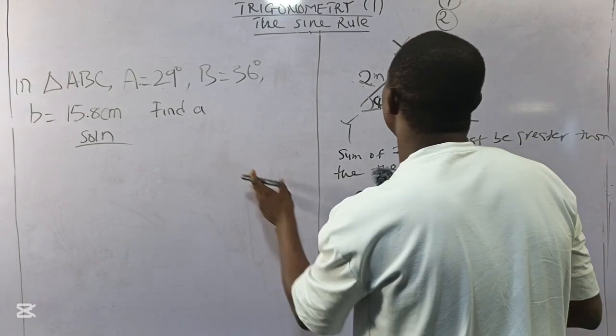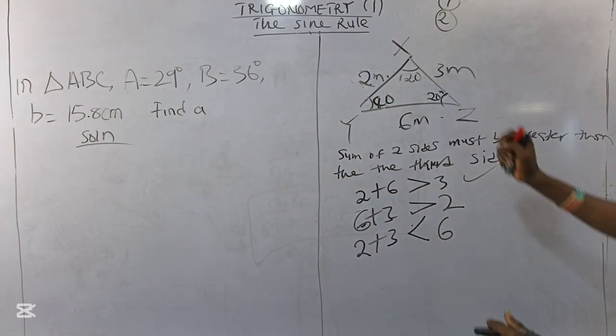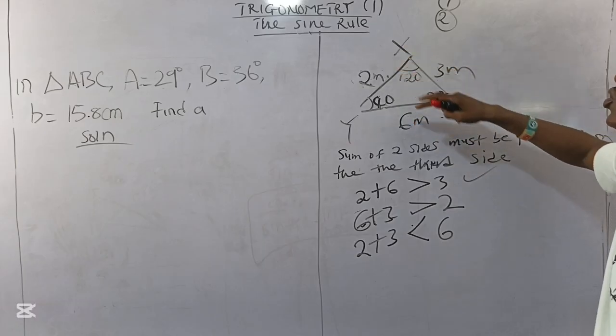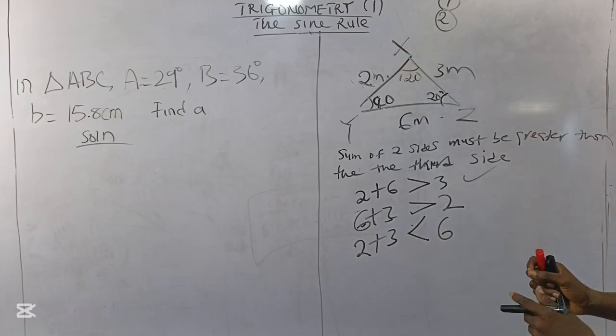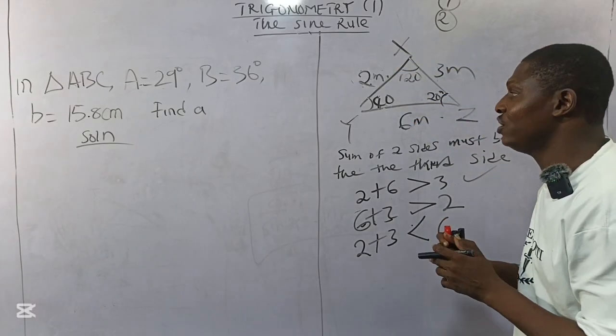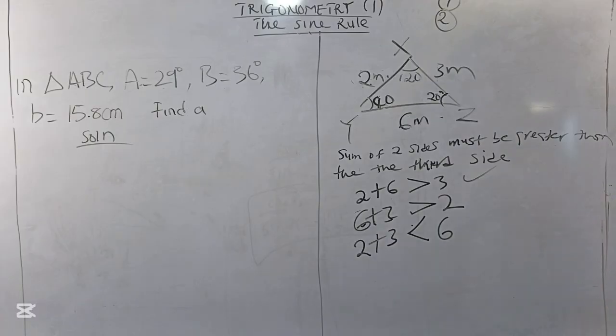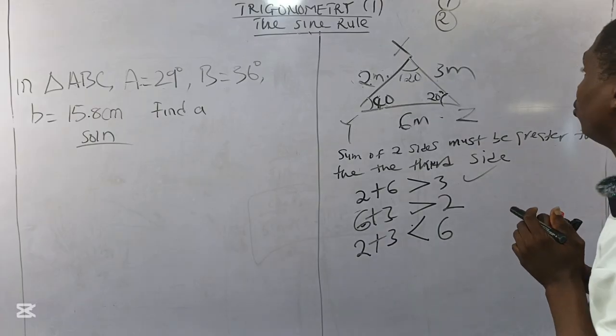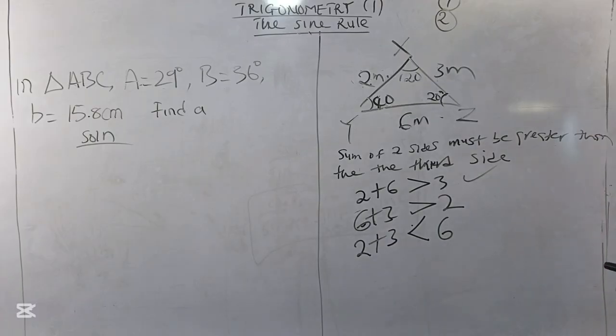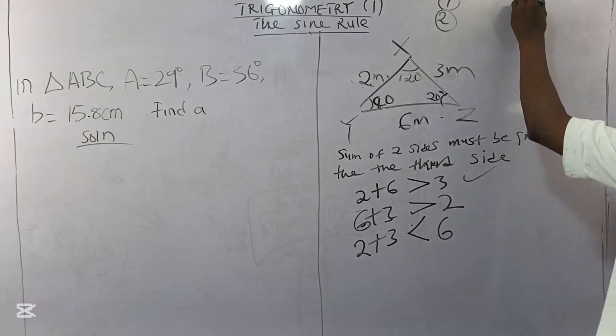So what am I trying to say? If you solve your triangle, compare, check if the sum of any two sides is greater than the third. If the sum of any two sides is less than the third, you know that is not a true triangle, and that triangle does not exist.